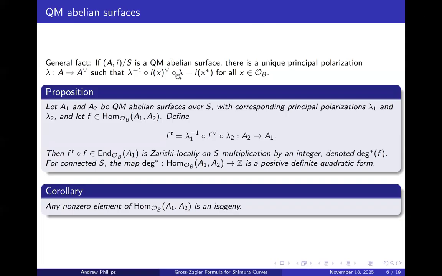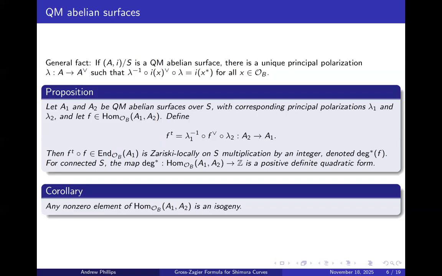If we look at this composition here, it just induces this star involution on OB there. I can't remember the name now. So in general, there may be more than one principal polarization. There's a unique one that has this condition. And that's important because I want to define a notion of degree that is a bit different than the usual notion of degree for morphisms.